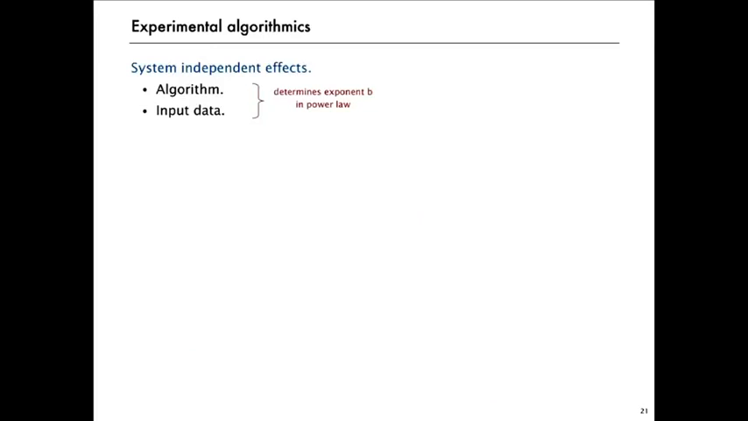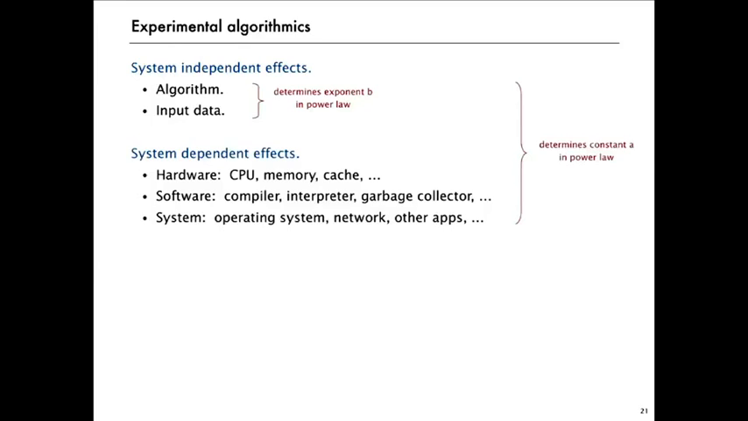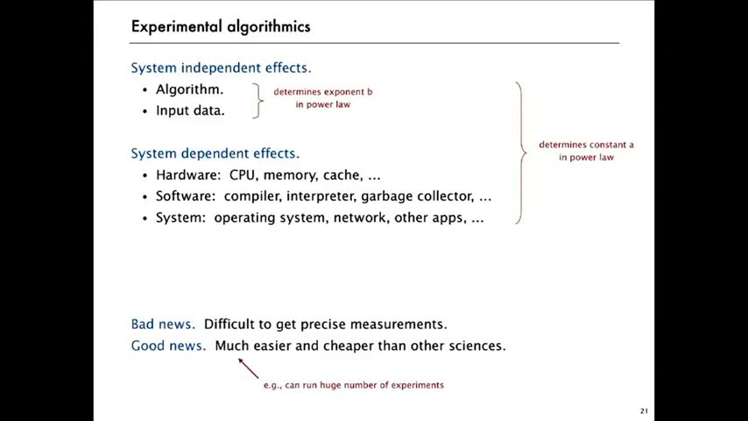Okay, so there are a lot of effects in trying to understand the running time of a program on your machine. The key effects that are independent of what computer it is are the algorithm you're using and what the data is. And that's going to really determine the exponent in the power law. And then there are a lot of system-dependent effects. What kind of hardware do you have? Do you have a fast computer or a slow one? What kind of software? What's going on in your computer? All of those things really determine the constant a in the power law.